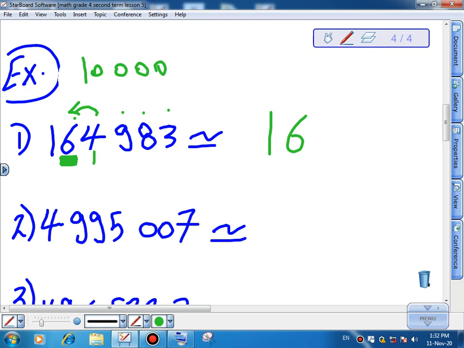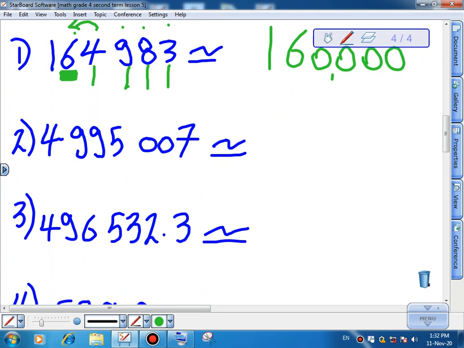And the thousands, hundreds, tens, and units places will be replaced by 0. 4 will be 0, 9 will be 0, 8 will be 0, 3 will be 0. It will be 160,000.